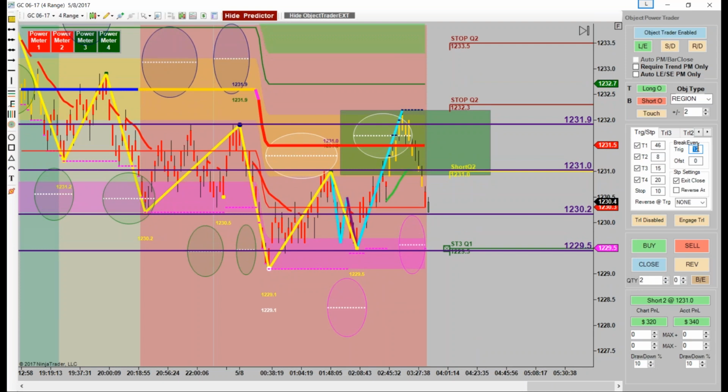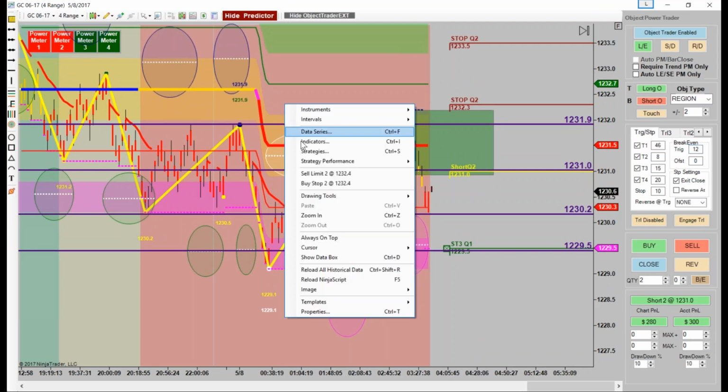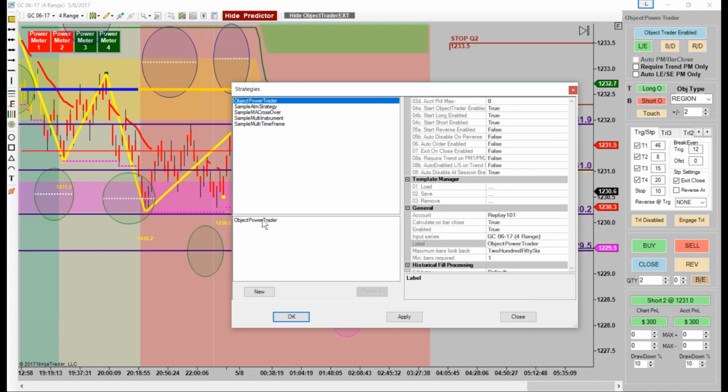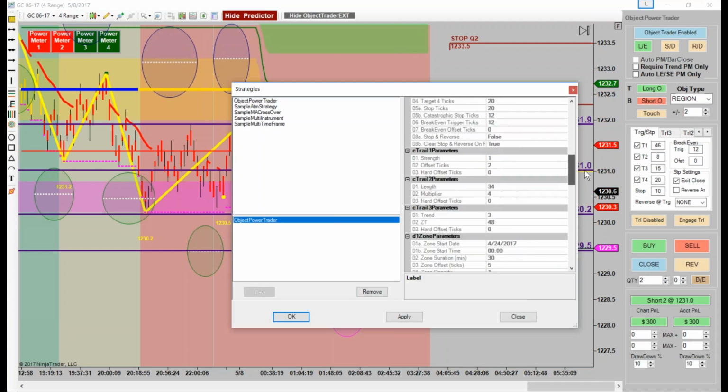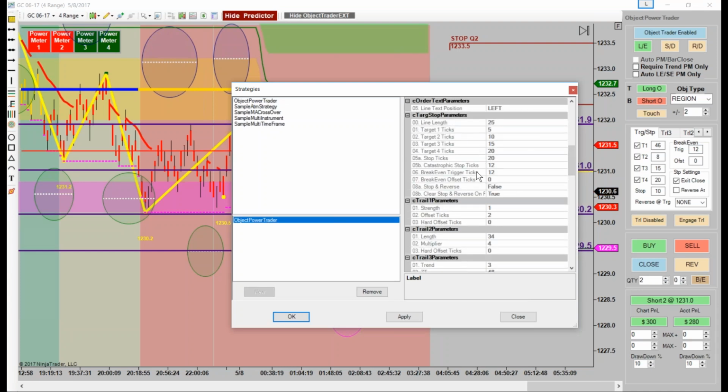If you like going to break even at 8 ticks, you can just go into your strategy and actually set right here your stops and your break even. See, there's your break even right there. You just set that for 8 instead, and then right click and set it as your default if you want.